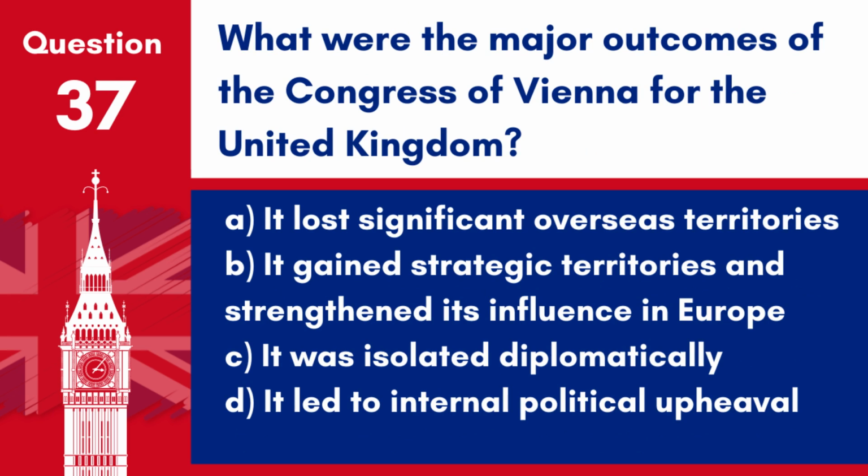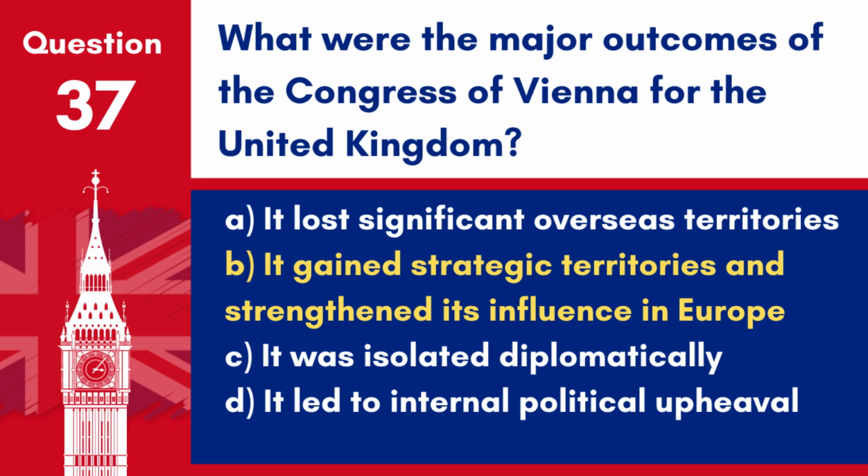Question 37. What were the major outcomes of the Congress of Vienna for the United Kingdom? A. It lost significant overseas territories. B. It gained strategic territories and strengthened its influence in Europe. C. It was isolated diplomatically. D. It led to internal political upheaval.